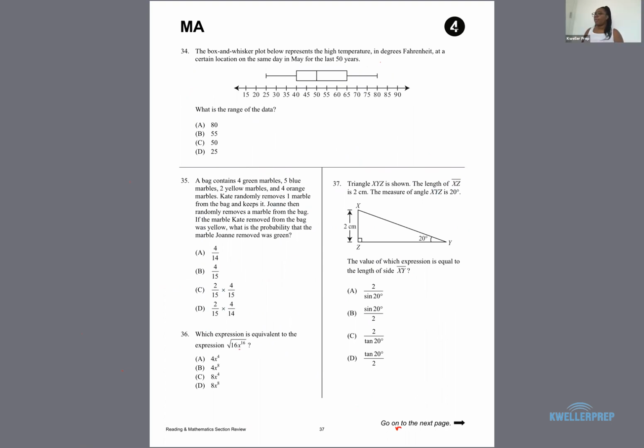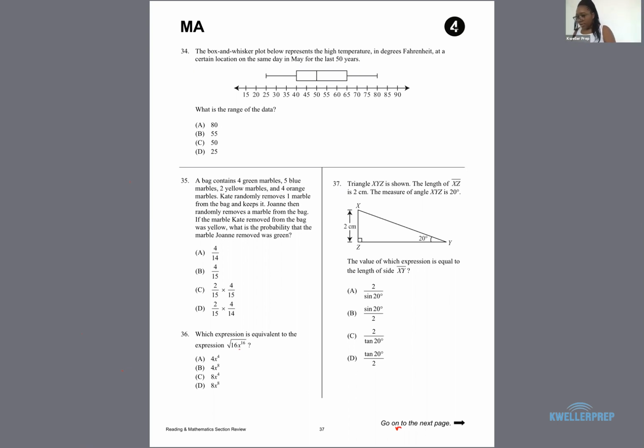Okay, 34. The box and whisker plot below represents the high temperature in degrees Fahrenheit at a certain location on the same day in May for the last 50 years. What is the range of the data? Now, in order to find that, you need to know how to read a box and whisker plot.